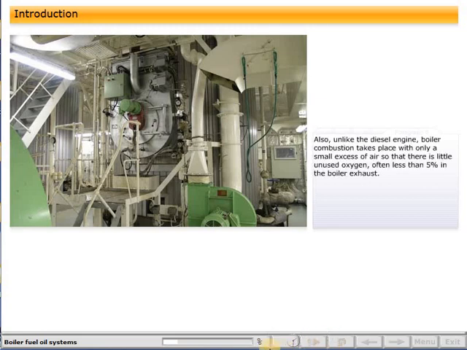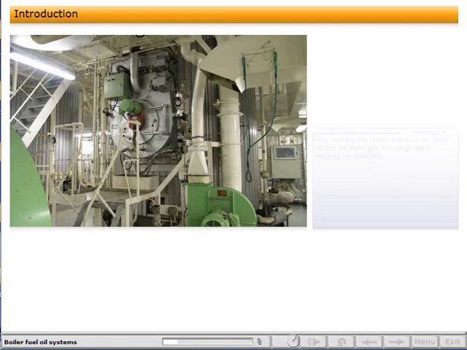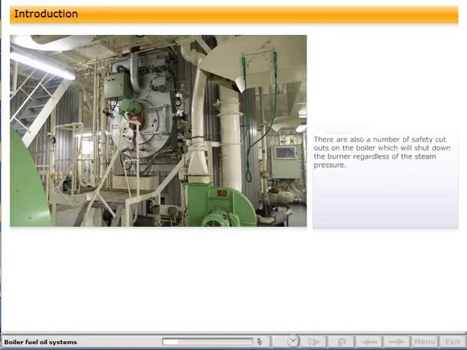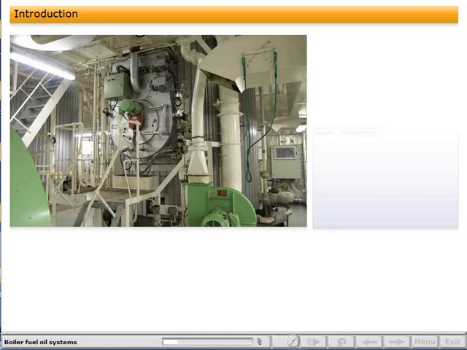Also, unlike the diesel engine, boiler combustion takes place with only a small excess of air, so that there is little unused oxygen, often less than 5%, in the boiler exhaust. This makes the boiler exhaust an ideal source of inert gas for cargo tank inerting on tankers. There are also a number of safety cutouts on the boiler which will shut down the burner regardless of the steam pressure. We will consider some of these later in the chapter.